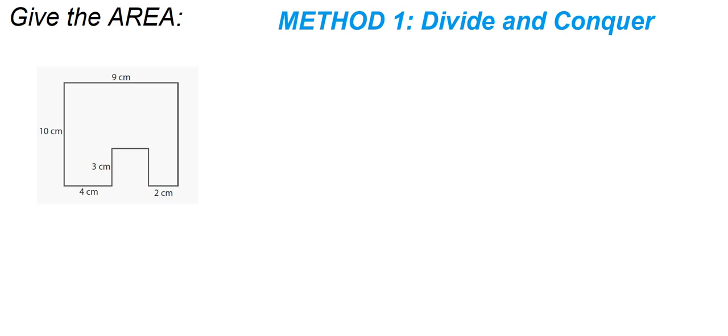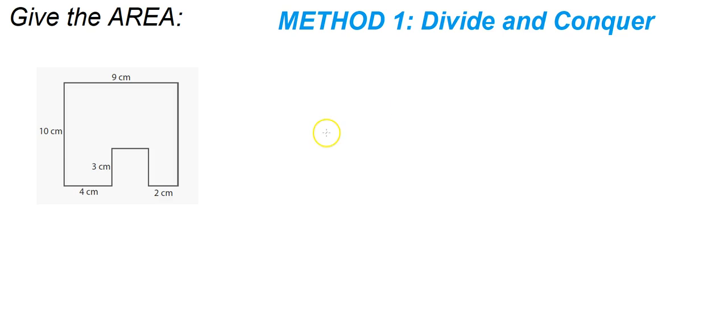So we're going to find the area of this particular compound shape, and this particular shape is called a U shape because it's shaped like a U. This particular one's upside down, so it looks more like an N shape. Nevertheless, we're going to call it a U shape, and I'm going to use method number 1, which I call divide and conquer. It's not an official name, it's just the one that I use.